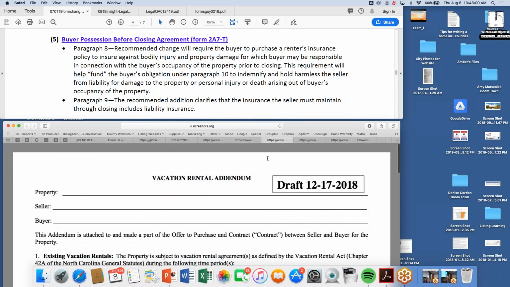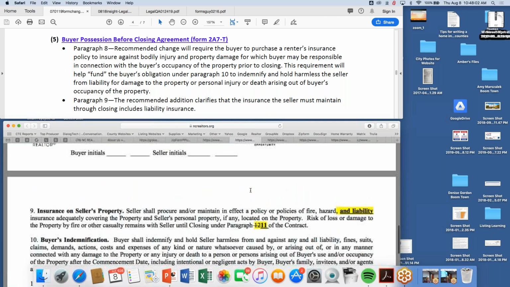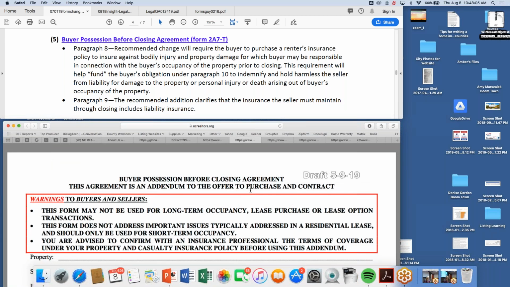So we pop over to this. Basically, I've gone through the buyer possession. The seller possession is the exact same. It's just the reverse process. And so it's basically saying that the seller must maintain a renter's insurance just like the buyer side because now they're flipping sides. Any questions?